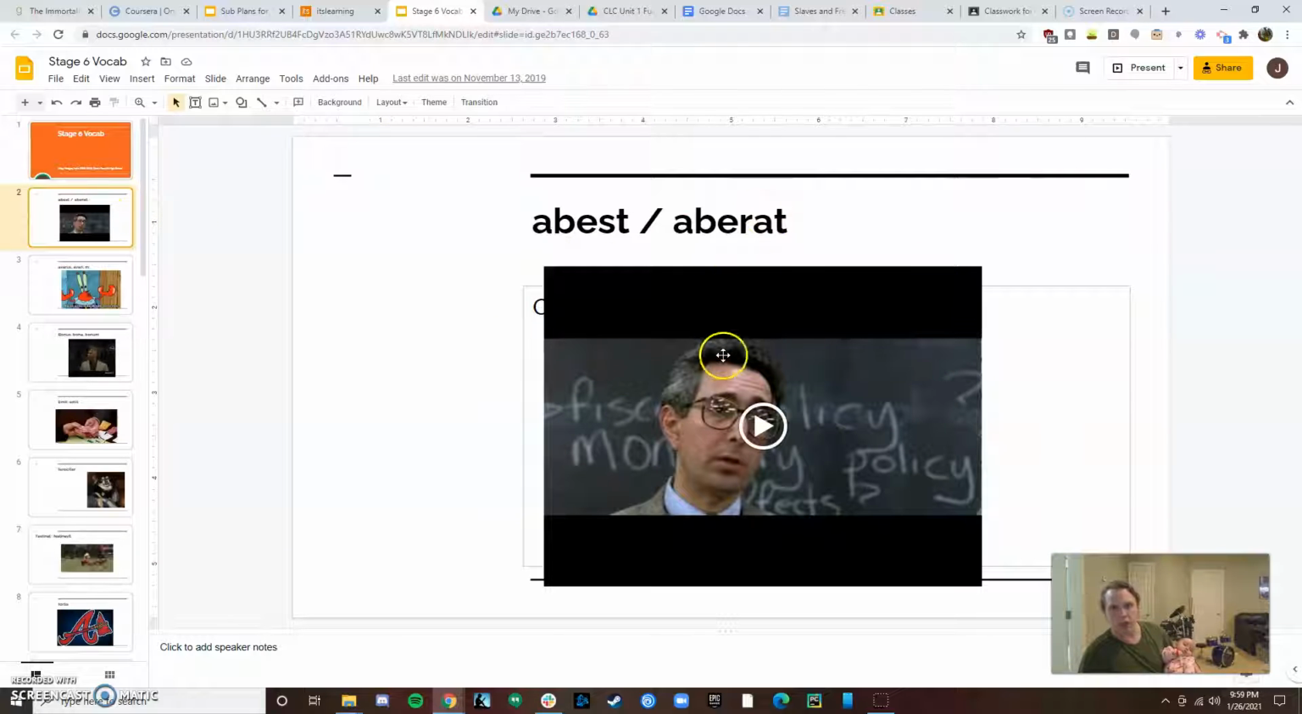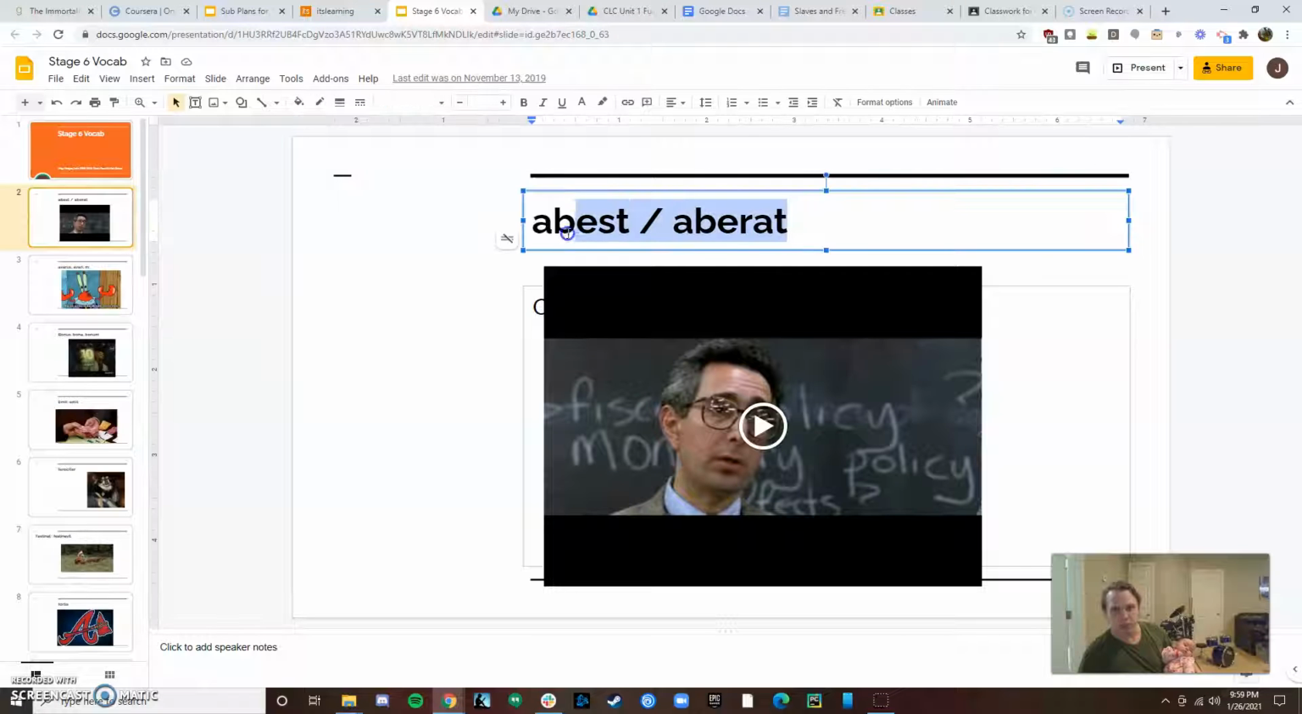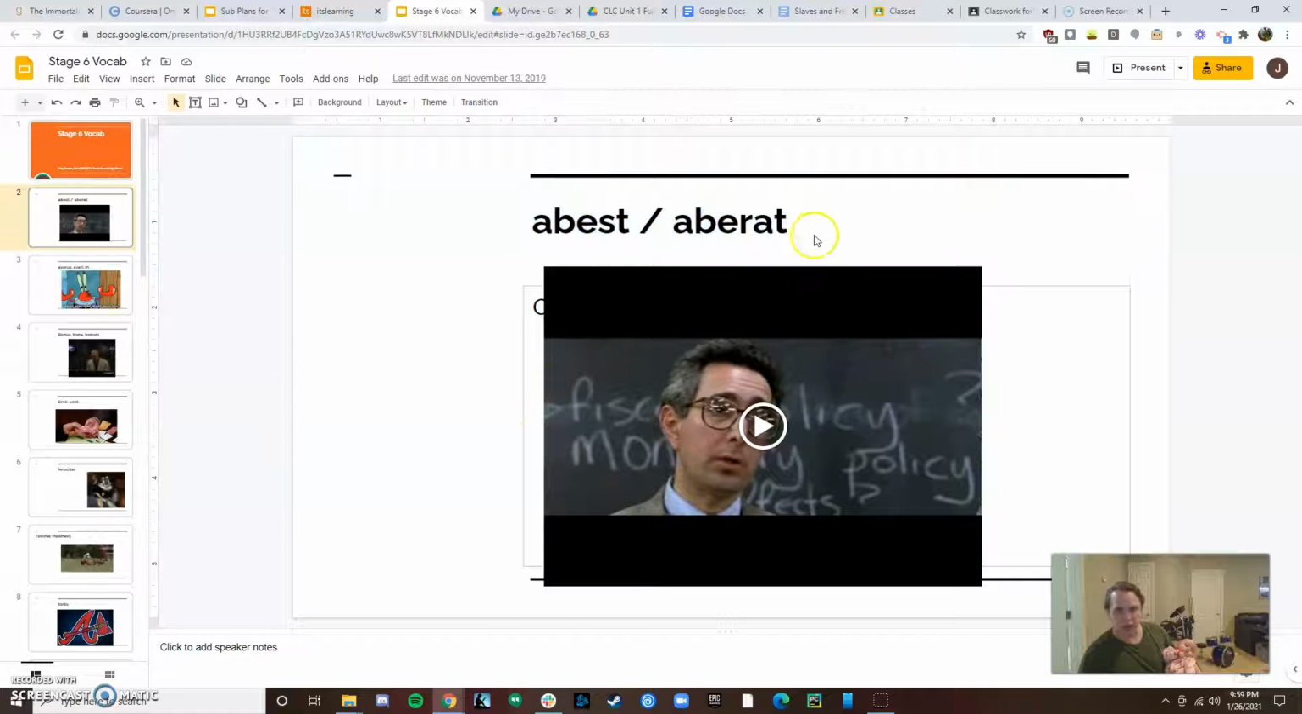So, number 1 we have here is abest or aberat. It's important you write down both versions of these, especially in this chapter. We'll be going over that later. I'll get a better video for this one as well. I'll just tell you guys what this one means. Abest means to be away, or is not here. It's the opposite of adest.